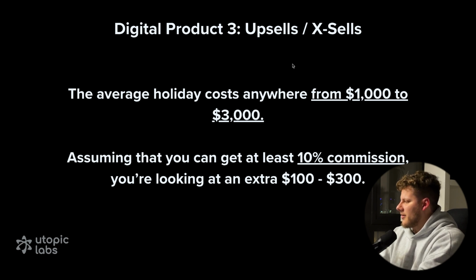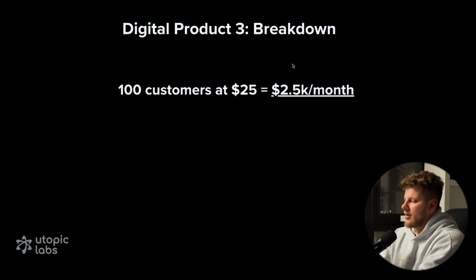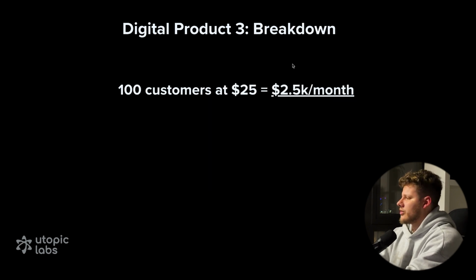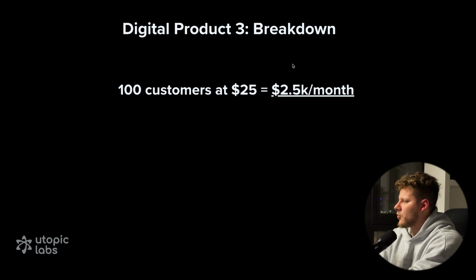So yeah, again, you can see how, if you add up the cost of the digital guide as well as the commissions, the money really starts stacking up. So just to recap and have a quick breakdown of what this looks like. If you have 100 customers at $25, you're looking at $2,500 a month.